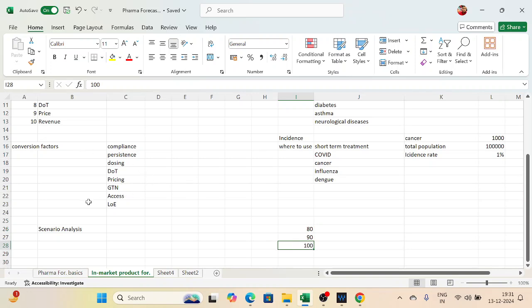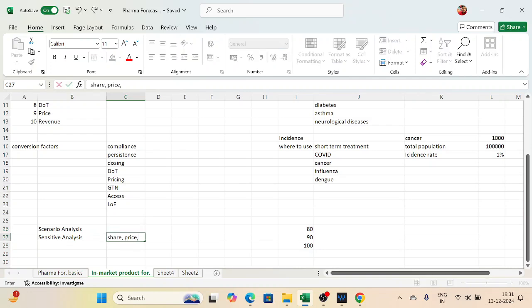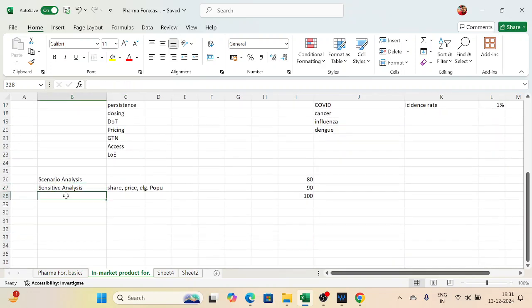Similarly, we conduct sensitivity analysis as well, which we will also be discussing, to check how the market share or the product share, price, and eligible population, or other factors, will impact our forecasting and how much impact they create. After that, we perform a lot of activities on our output of the results, be it output reporting, be it documentation of the resources and the assumptions.